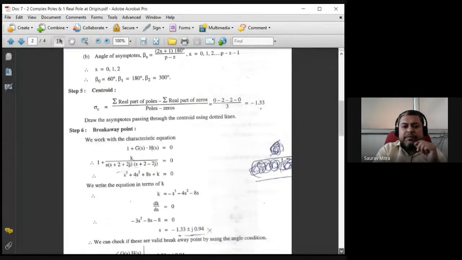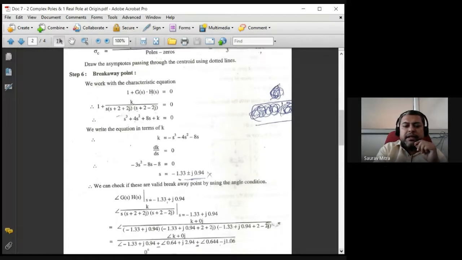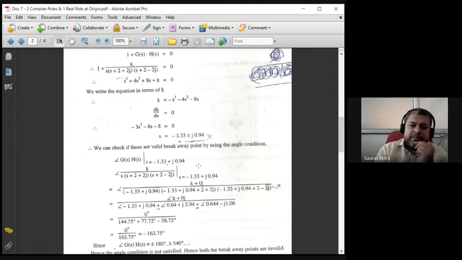Now the confusion will come. Breakaway point. The breakaway point uses 1 plus GSHS, that means whatever is given in the denominator, that is s into s squared plus 4s plus 8, plus k. So here you directly find s cubed plus 4s squared plus 8s plus k is equal to 0. Then if you solve it, taking dk/ds, it comes to s equal to minus 1.33 plus or minus j0.94.